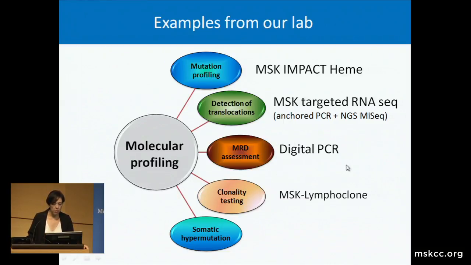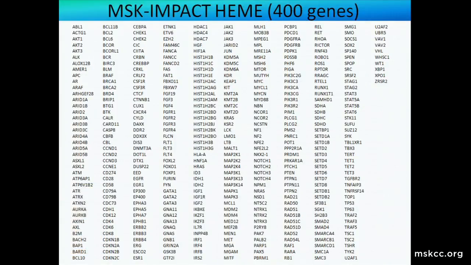We're developing several digital PCR assays that, while they're not next generation sequencing assays, they are the new qPCR, and this gives you a lot more information and certainty of the information that you're getting than the qPCR. And then, of course, the clonality testing for the B-cell lymphomas and the somatic hypermutation, which we're now doing by the MSK lymphoclone assay. So this is MSK-IMPACT HEME, and here are the 400 genes.